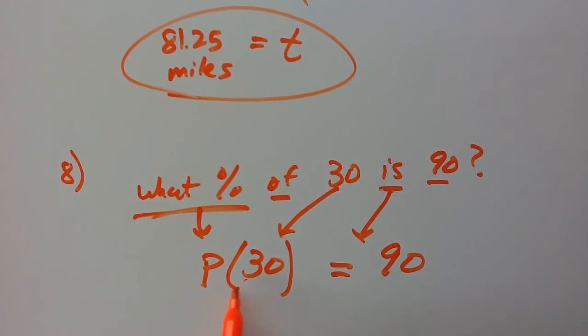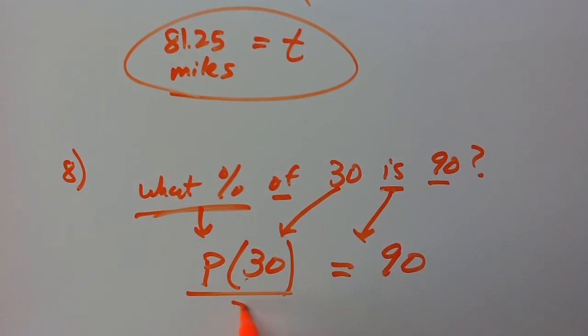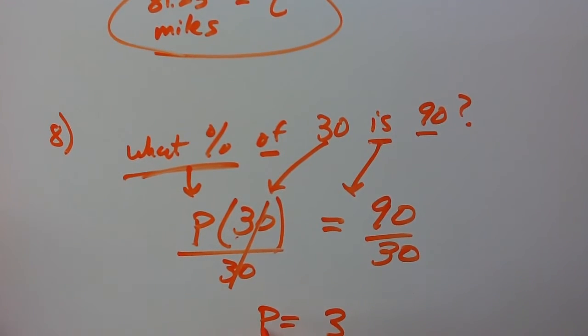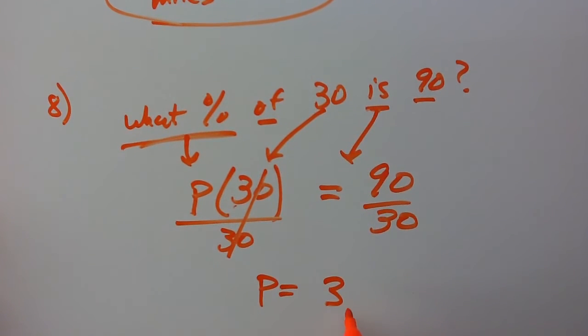How are you going to undo this multiplication? By division, right? I'm going to divide this side by 30 and this side by 30 because you always do the same thing to both sides. These 30s simplify to 1 because 30 over 30 is 1, and 1 times P is simply P. And so P is equal to 90 divided by 30. And isn't that 3? 90 divided by 30, that is 3. So P, our percentage, is equal to 3, right?